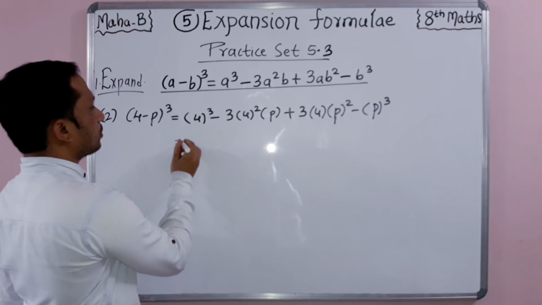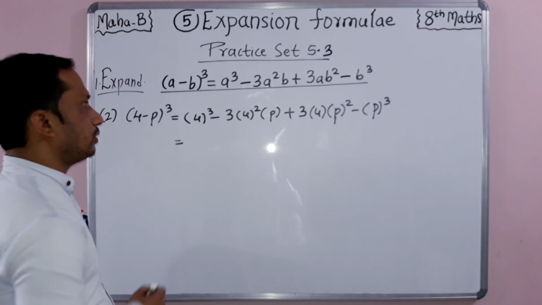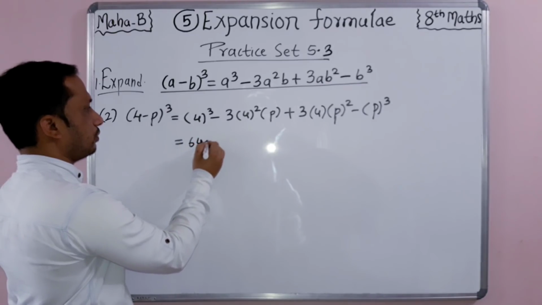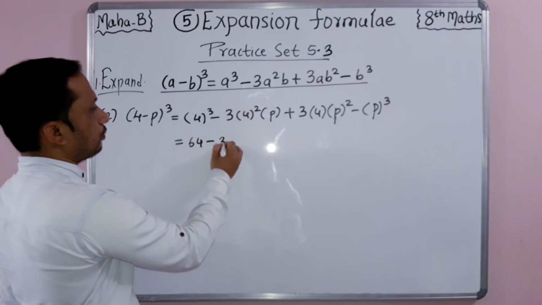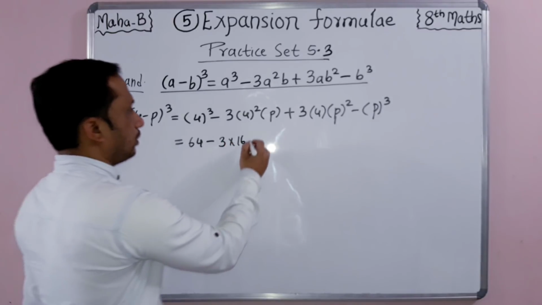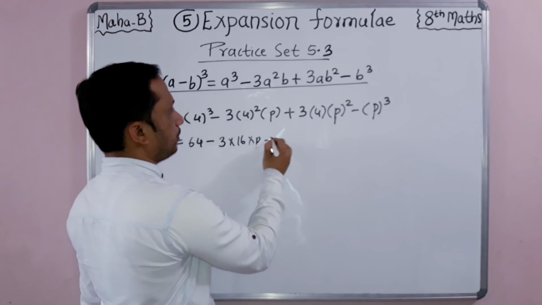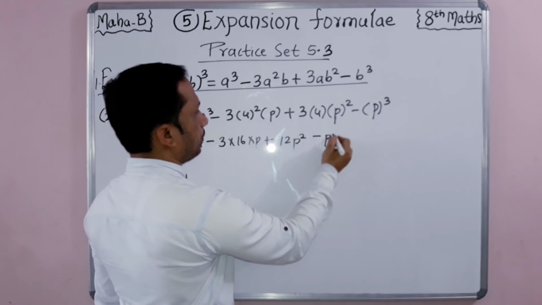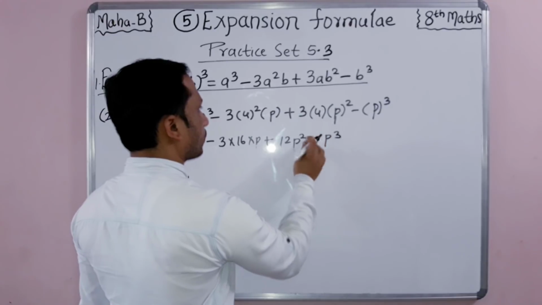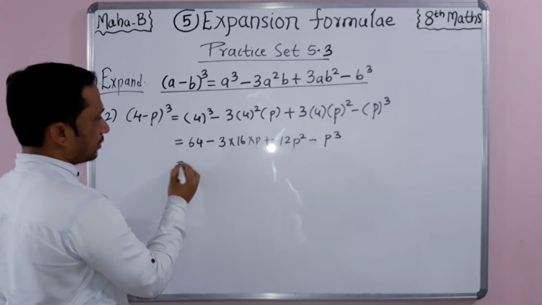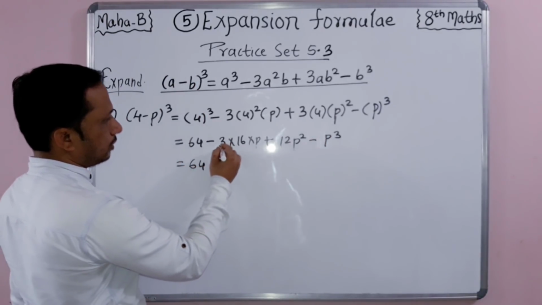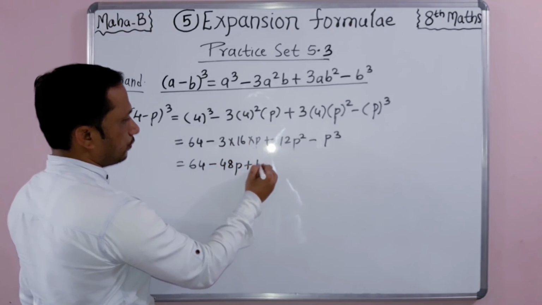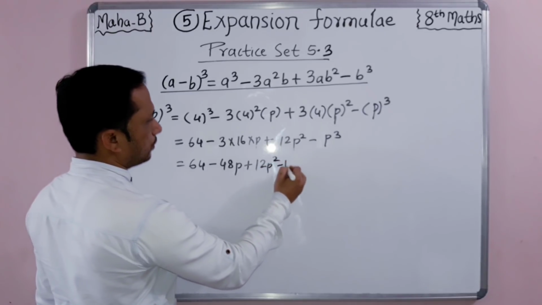Now 4³ is what? 4 fours are 16 and 16 fours are 64. 64 minus 3 into 4² is what? 16 into p, plus 3 into 4 is 12 and p², 12p², minus p³ is there. Okay students, so now see here, 64 minus 3 times 16 means 48p, plus 12p², and minus p³.